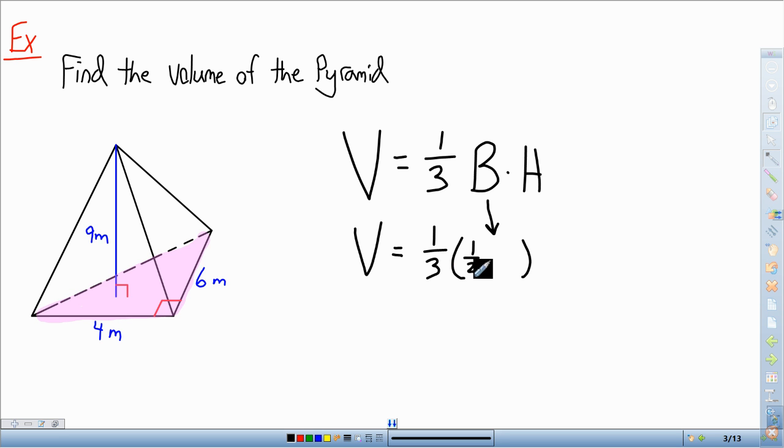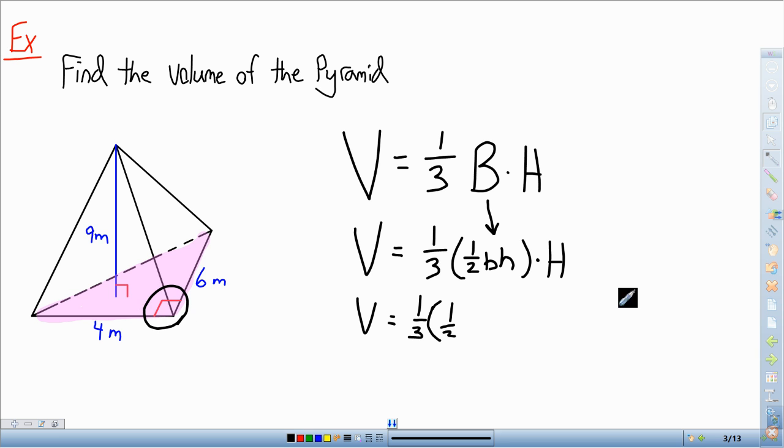To find the area of a triangle, it's 1/2 base times height. And then times the height of the entire pyramid. So really this is our formula we're going to be using. Let's go ahead and plug in our numbers. So I got 1/3 times 1/2 base times height. The base of the triangle I would probably consider to be 4, and the height would be 6.